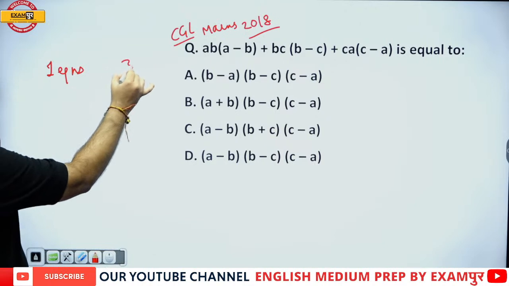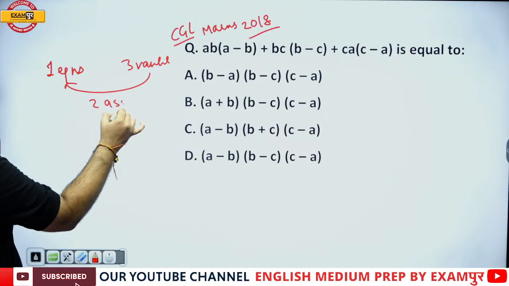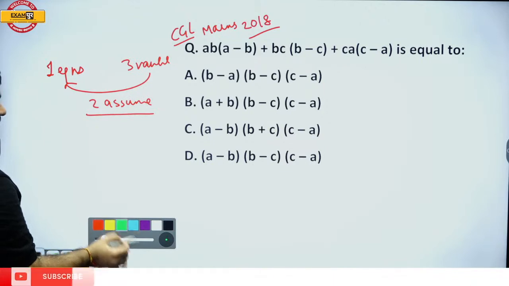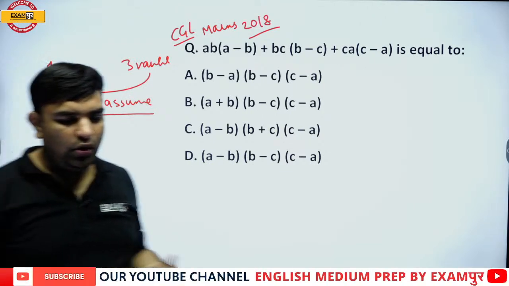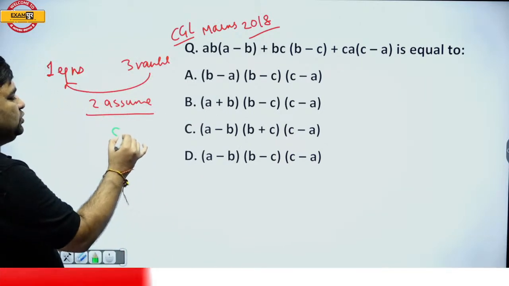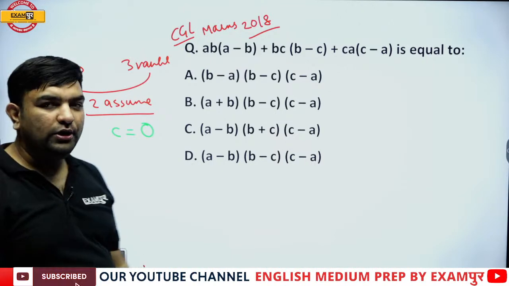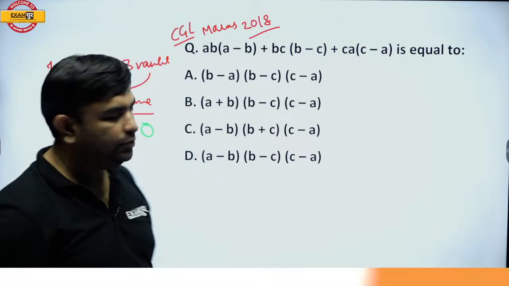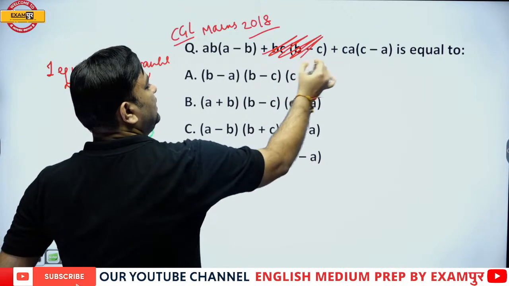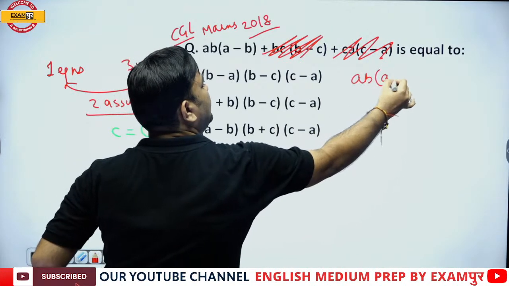One equation, 3 variables. 3 minus 1, so 2 values to assume. I am first going for only one value assumption. There is no denominator, so I am going for C is equal to 0. If C is 0, this entire term will become 0, and this entire term will also become 0. So ultimately AB into A minus B.